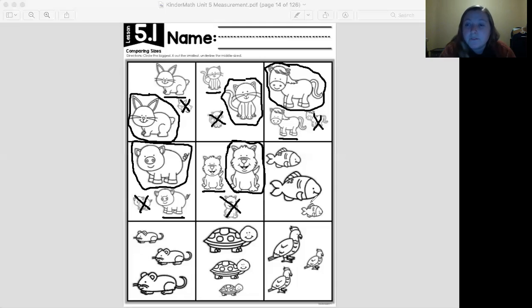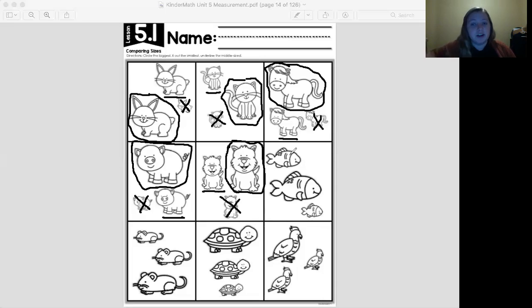All right, so what we're gonna do with the fish, I'm going to give you the directions all together, and then you need to do all 3 steps by yourself, all right? Okay, let's try it. We're looking at these fish. You're going to circle the biggest, X out the smallest, and underline the middle-sized, okay?